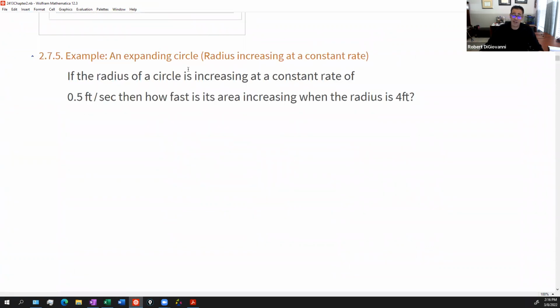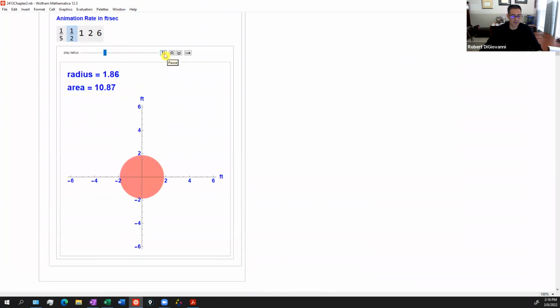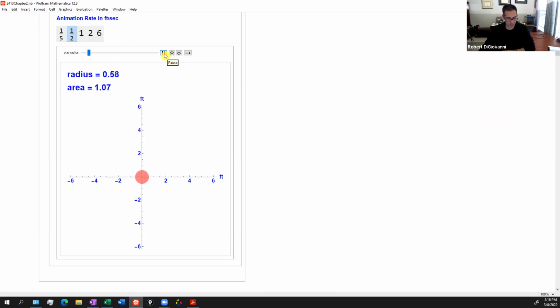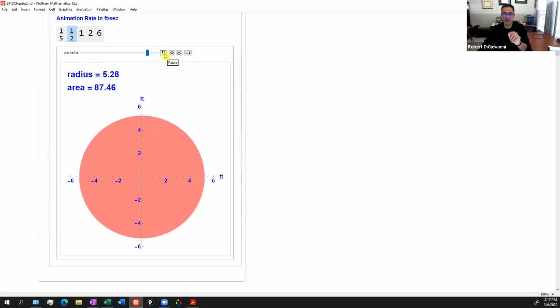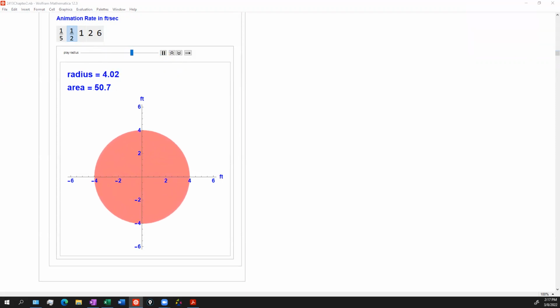So in the example we just did, we said that if this circle is growing so that its radius is increasing at a constant rate of 0.5 foot per second, then at the exact moment the circle has a radius of 4, right there, I can tell you that the area was increasing at 4 pi square feet per second.